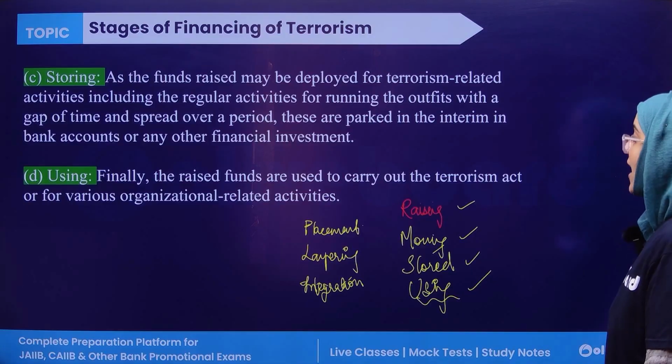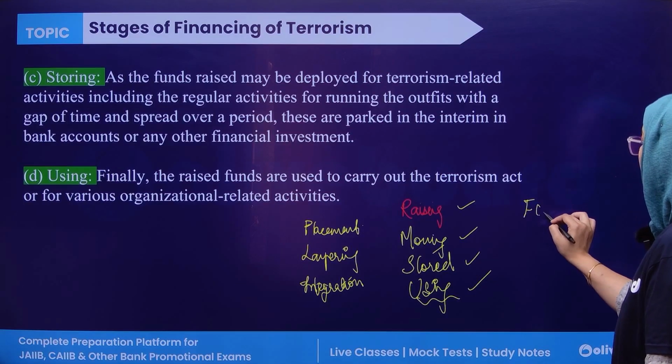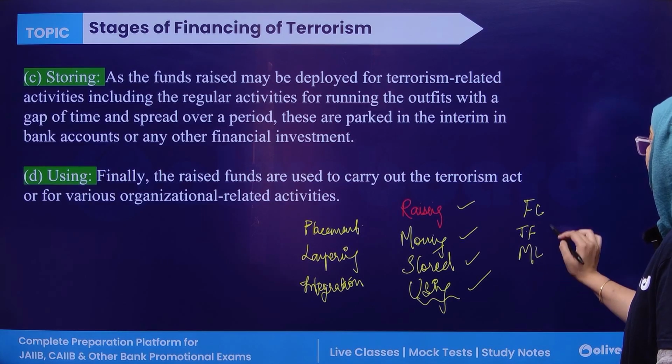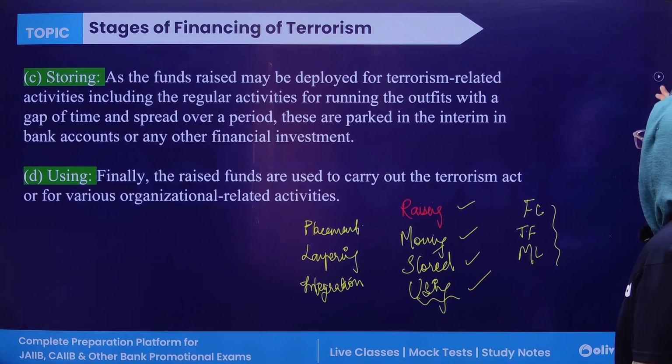Okay, the three I have already told you: financial crimes, terrorist financing, and money laundering. These are very closely interrelated with each other.